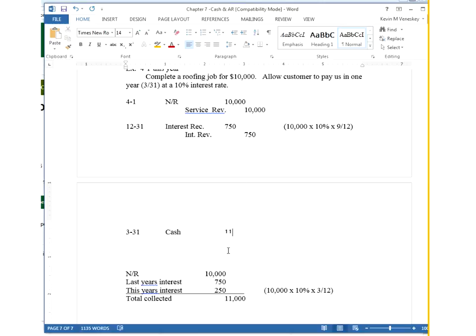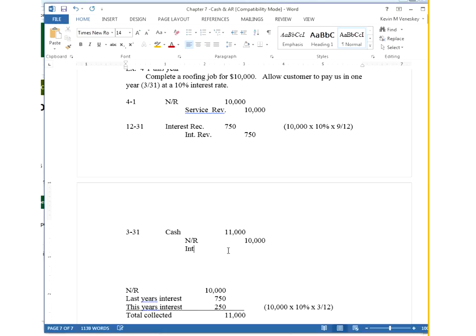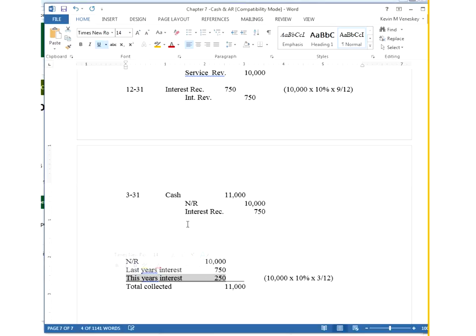Now I can finish out my journal entry. I expect to get $11,000, and now as credits, I just need to show where did that $11,000 come from. It came mostly from my note receivable. Part of it came from interest that was due to me last year, interest receivable, that I already calculated up here. So now I'm just getting it out by showing that it's been paid. And the remainder, this year's interest that I have earned. And if I've earned it, it's called interest revenue of $250. Now my total credits do equal my debits.